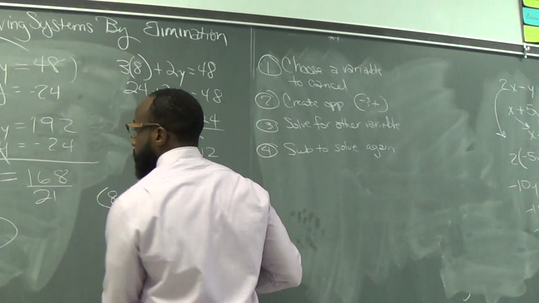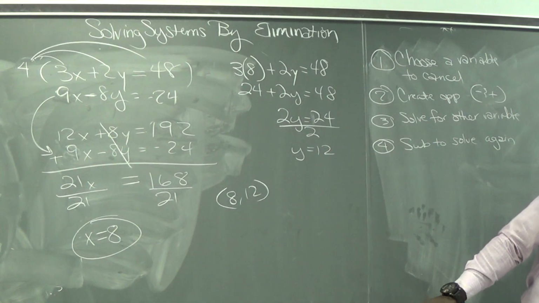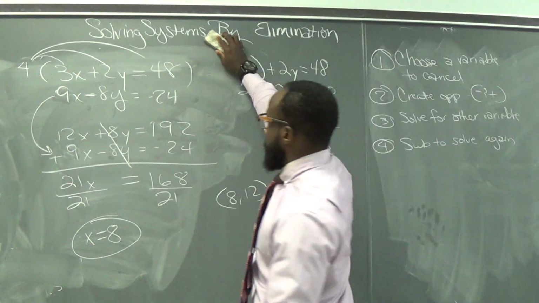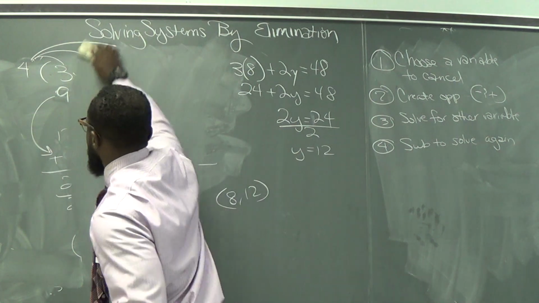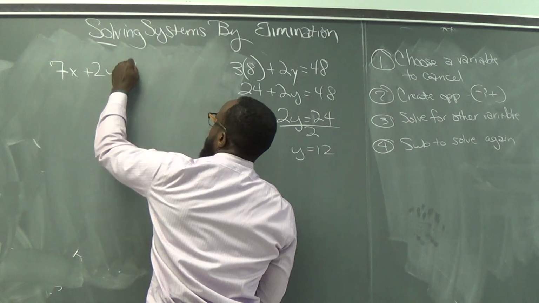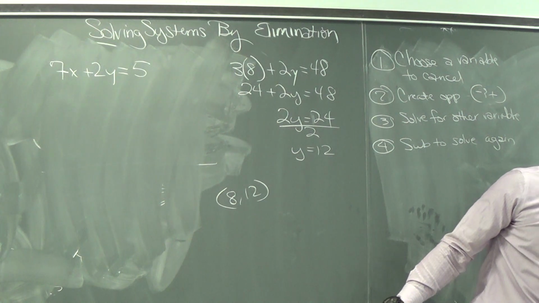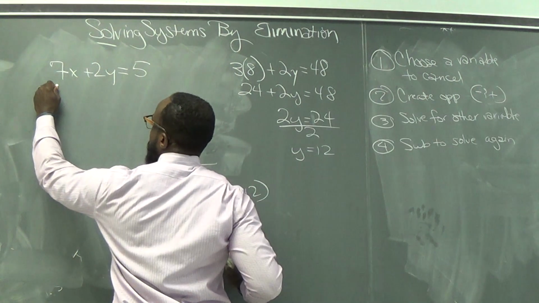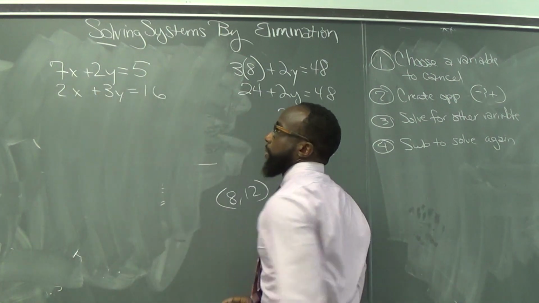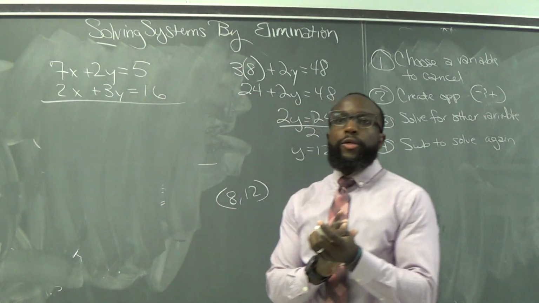Alright, let's do another problem. We've got 7x plus 2y equals 5, and we have 2x plus 3y equals 16. Looking at this one, which one do you want to cancel?